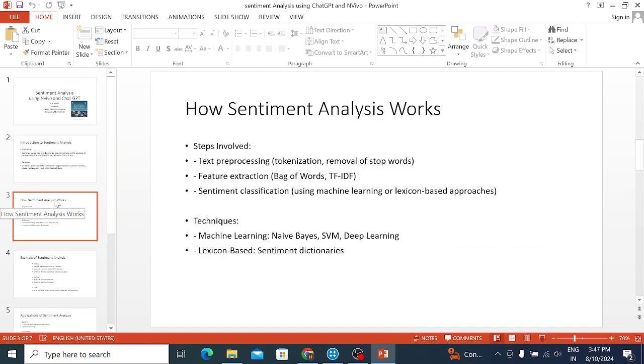How the algorithm works is essentially in three steps. First, we pre-process the text by tokenizing and removing the stop words. Then we extract certain features, in the form of a bag of words. And then finally, we use lexicon-based approaches or machine learning approaches to classify sentiment as positive, negative, or neutral.